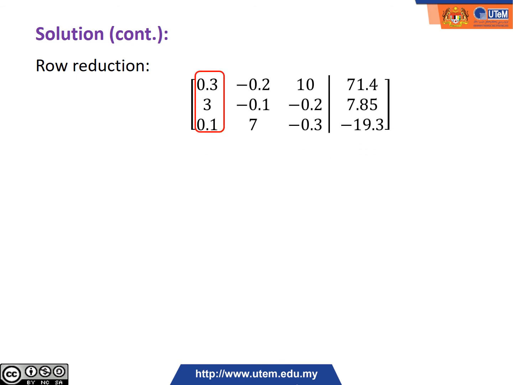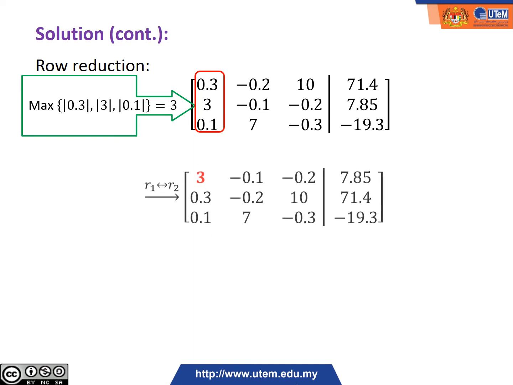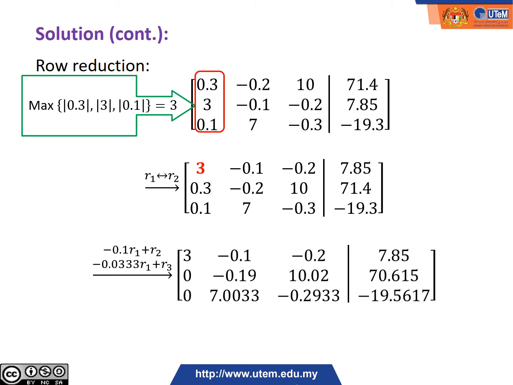Looking at the first column, the largest absolute value lies in the second row, which is 3. Therefore, applying Gauss elimination with partial pivoting, row 1 and row 2 are interchanged to ensure largest absolute value to the pivot element. Next, elementary row operations are carried out so that all entries under the pivot row are zeros. Then, row 2 will be the pivot row.